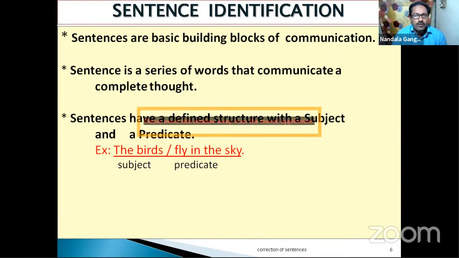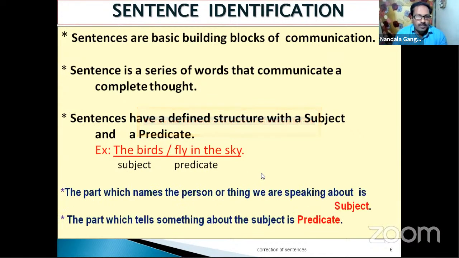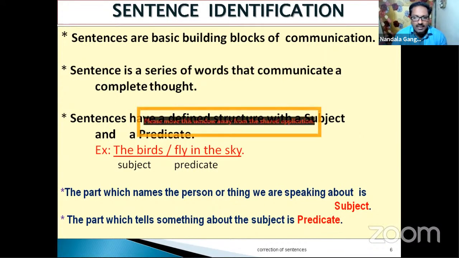If you want to communicate with anyone, we should have the correct sentence formation. That sentence formation should give the complete thought to the others. So sentences have the structure of subject and predicate. What is the subject? The subject is the part which names the person or thing we are speaking about. In the subject place, we may use a noun or pronoun, whether it is singular or plural.